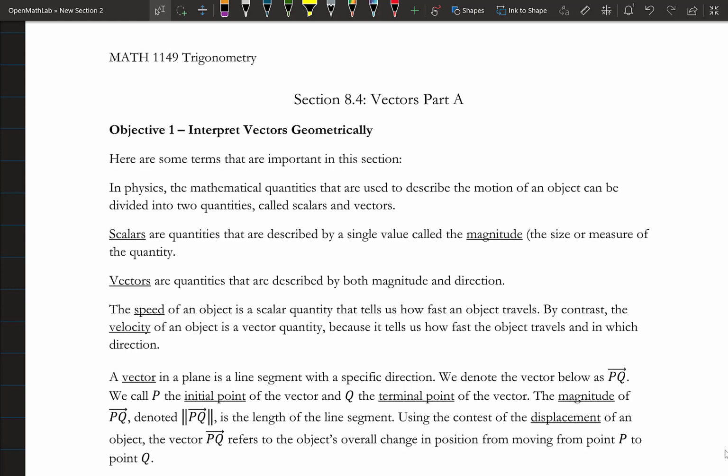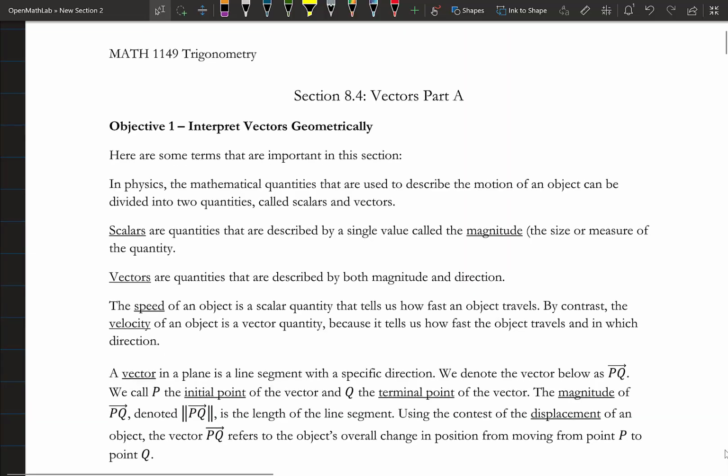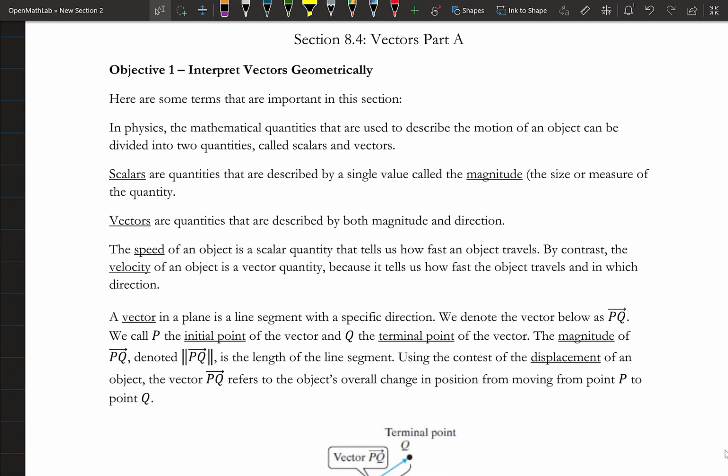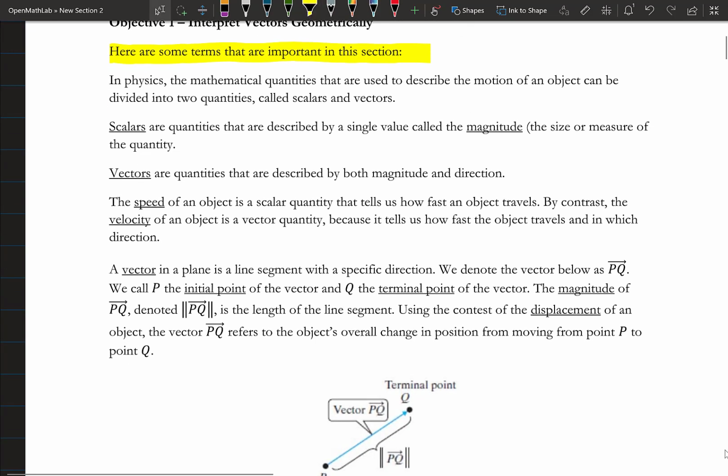The very first part is a lot of terms. Objective 1 is interpret vectors geometrically. Here are some terms that are important for this section. The first thing to talk about is that in physics, the mathematical quantities that are used to describe the motion of an object can be divided into 2 quantities. We call these scalars and vectors.